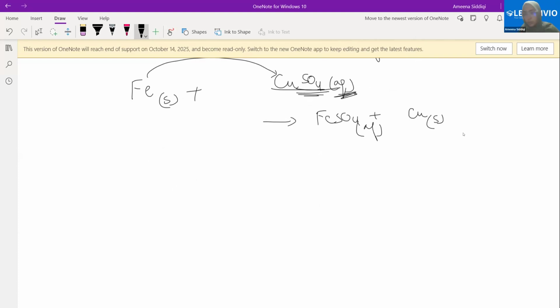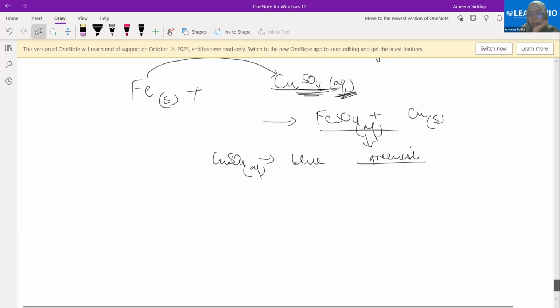Now, quickly I would want to tell you something. The color of copper sulfate aqueous solution, beta, is blue. And the color of ferrous sulfate aqueous solution is towards greenish. Clear? Therefore, when this reaction takes place, the color of the solution will change from blue to green. Done? Yes, ma'am.